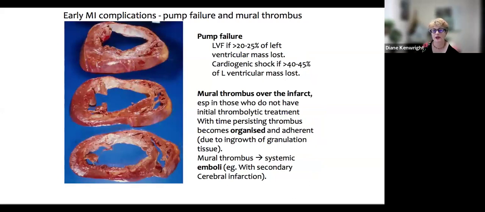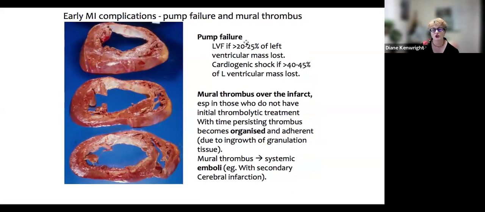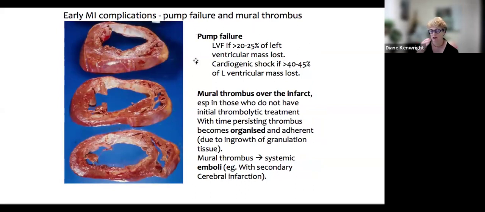Pump failure. Let's look at some more details around this. Left ventricular failure occurs if about 20 to 25% of the left ventricular mass is lost, and cardiogenic shock if around 40 to 45% of the ventricular mass is lost. So if it's a big myocardial infarct that hasn't been thrombolysed early, this is a real problem. And mural thrombus over the infarct, especially in people who have infarcted the endocardium, can occur, but this happens much later.